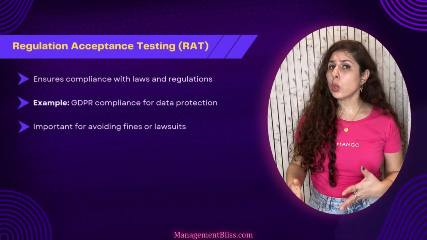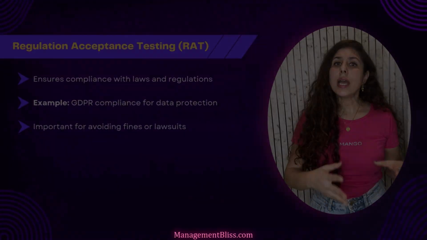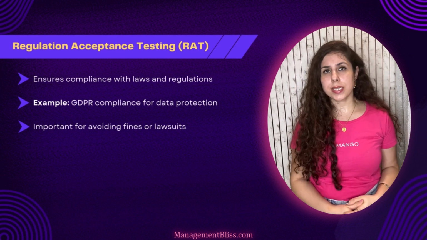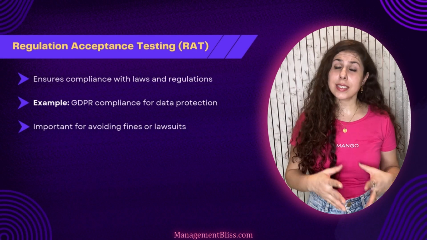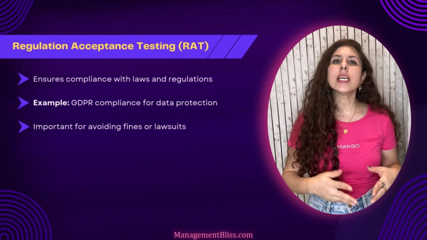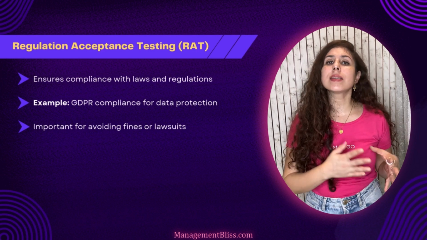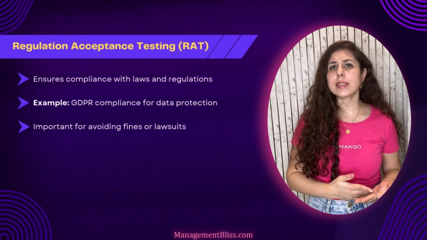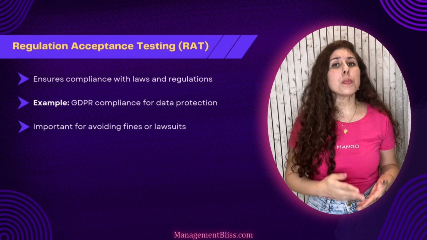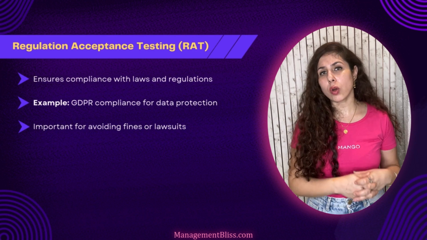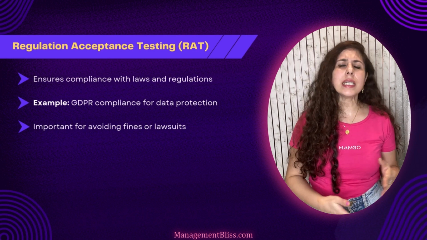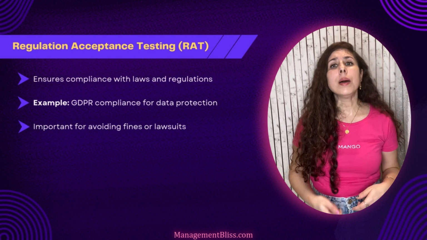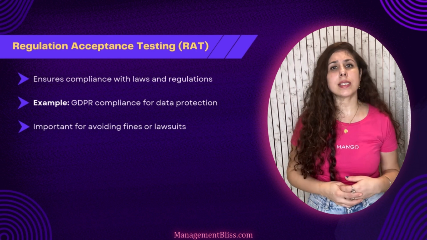What is regulation acceptance testing? Regulation acceptance testing is the fourth type of acceptance testing. Regulation acceptance testing, or RAT, is all about making sure that the system complies with all the laws and regulations it needs to. This is especially important if we are building software for different customers in different countries, where there are numerous rules about data, privacy, and safety, etc.